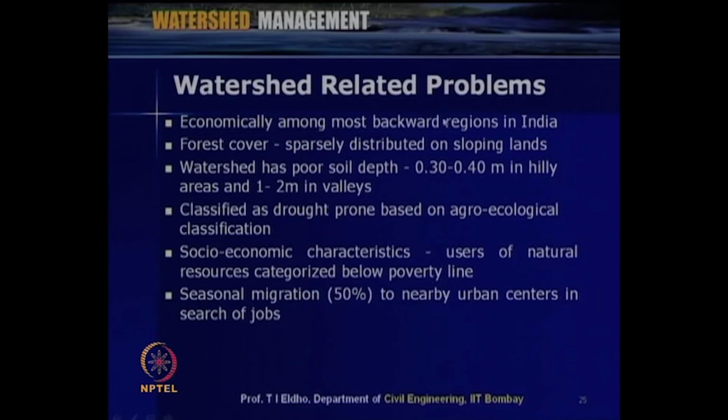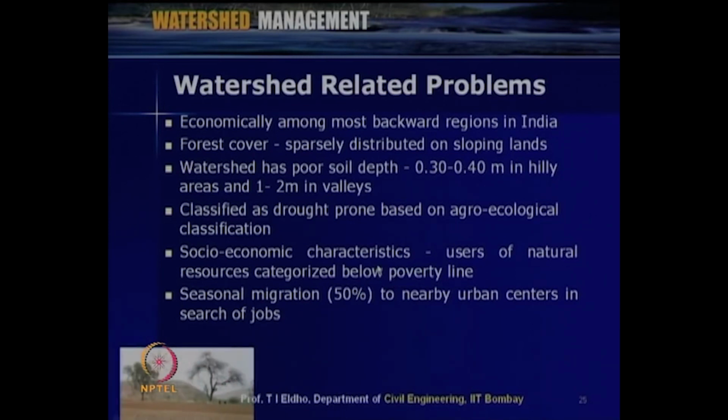Some of the important problems found in this area: it was economically among the most backward regions in India. Forest cover was very sparse, the watershed had poor soil depth, and it was classified as a drought prone area. Socio-economically, most of the people were below the poverty line, and there used to be seasonal migration to nearby urban centers in search of jobs.